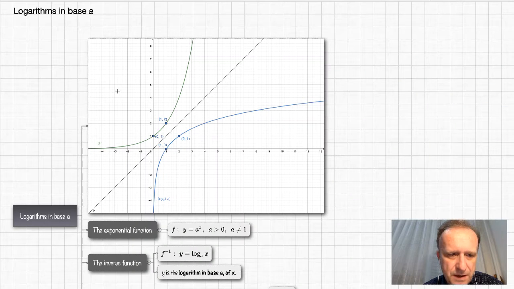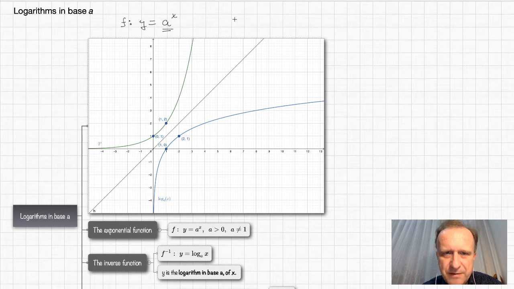Logarithms in base a. So this is an obvious generalization of logarithms in base 10. So let us imagine we have a different value of base, a different number for base. So already what you know about exponential functions, if you have an exponential function f(x) equals a to the power of x, you know something about the value of a.